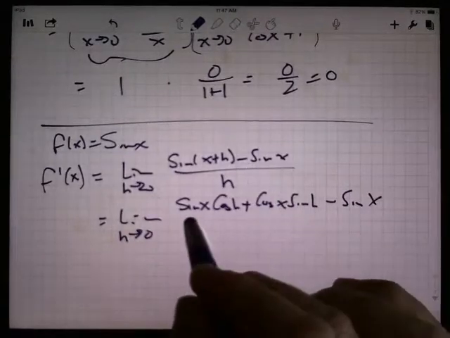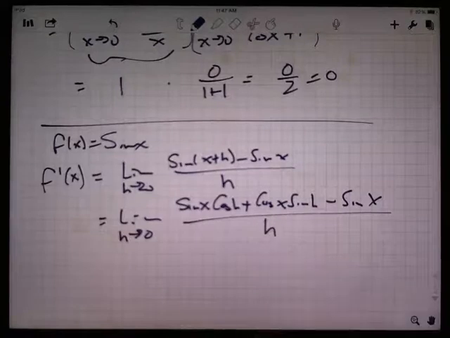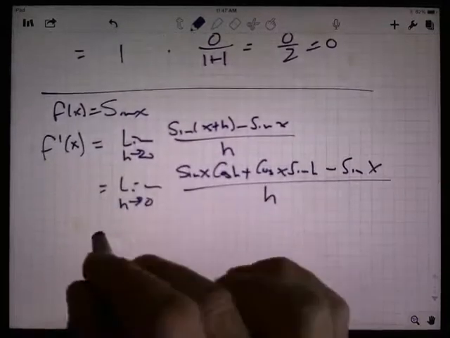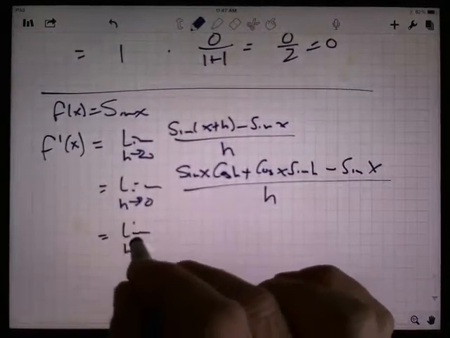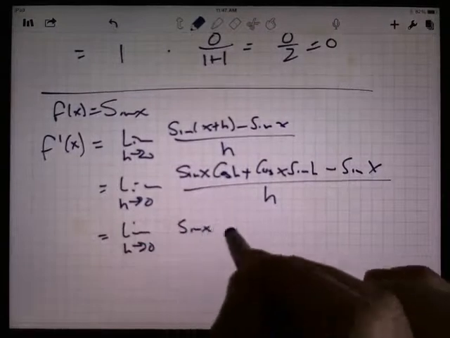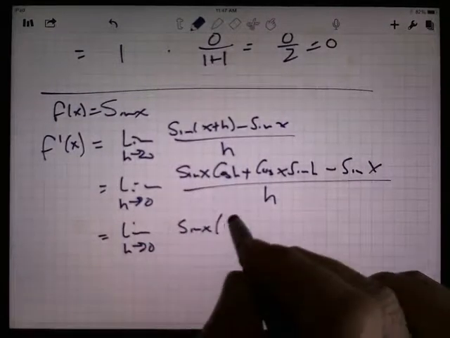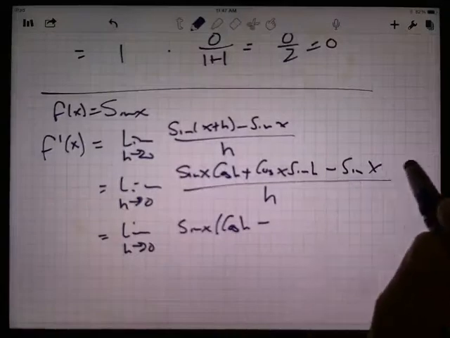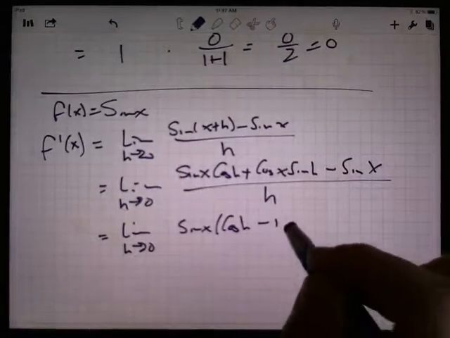And then I still have the minus sine x all over h. Now I notice that the first thing in the numerator and the last have a sine x in it. I'm going to factor that out. So I've got the limit as h goes to 0 of a sine x times just the first one and the last one. There's a cosine h here, and the sine x factors out, so there's just a 1 left.